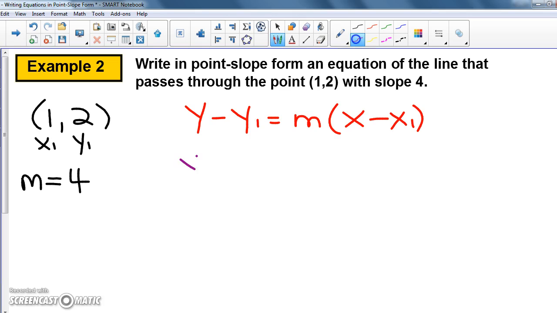So y stays the same. y1, if I look over here, is 2. My m is 4. x stays the same. And my x1 is 1. And that's it. I didn't have to simplify anything.